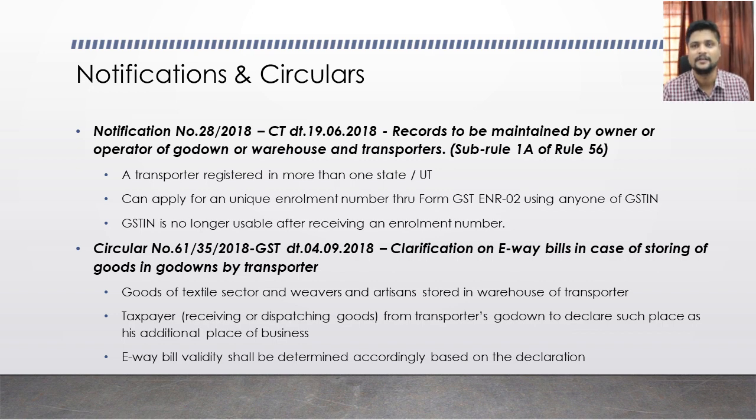If the godown of the transporter is declared as an additional place of business of this person, then for the e-way bill requirement, if any goods are being transported from that warehouse to customer premises, or from a supplier to that warehouse, whether going out of or coming into the warehouse, the e-way bill will be issued only up to the place of that warehouse. If the e-way bill is issued to that warehouse, it means that the e-way bill is complete. It is taken as though the goods have reached the customer's premises, because it has been declared as an additional place of business by the registered person. That is what was clarified by way of Circular Number 61/35.